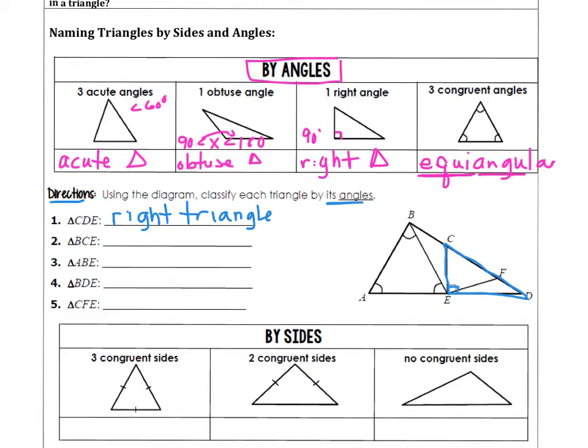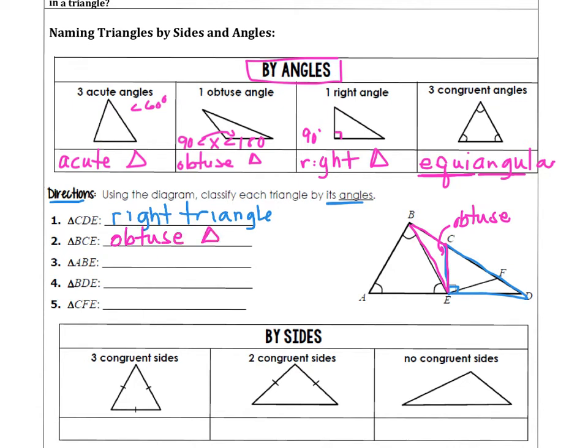Number two says you are looking at triangle BCE. So let's trace out triangle BCE. And notice that it appears that you have an obtuse angle here at angle C. So that is going to make your triangle an obtuse triangle.